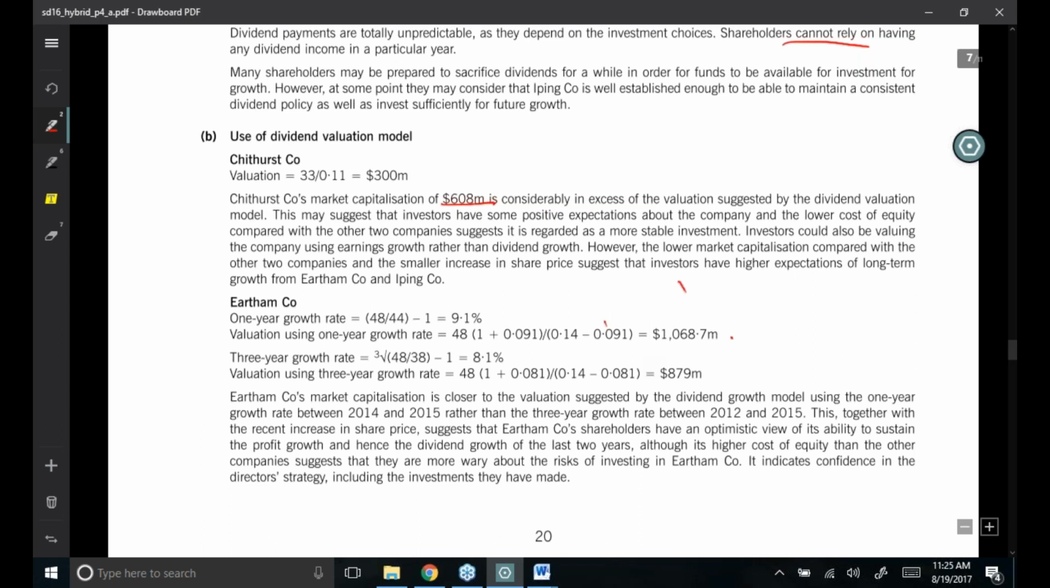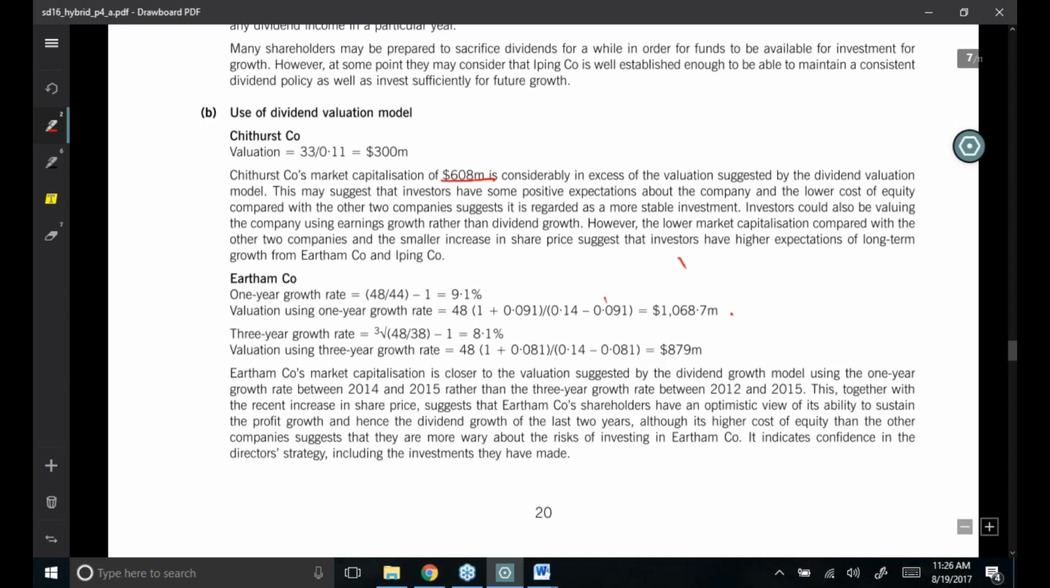The company is not paying dividend with growth, but shareholders are expecting that in future the company will increase the level of dividends. Investors could also be valuing the company using earnings growth rather than dividend growth. That's why they are valuing it at a higher rate. However, the lower market cap compared with the other two companies and the smaller increase in share price suggest that investors have higher expectation of long-term growth from the other companies.